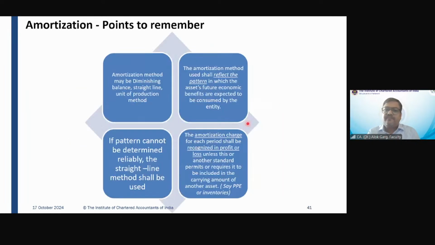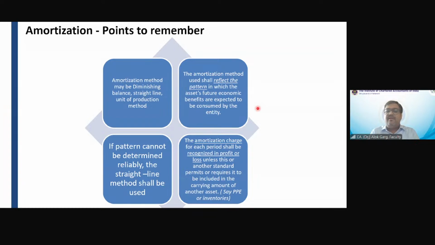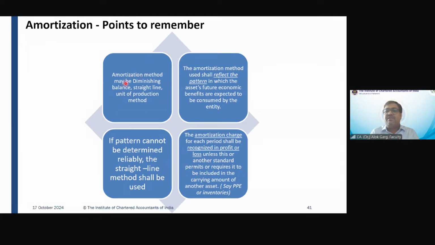Now, what could be the amortization methods? What were the depreciation methods? Straight line method and WDV. Was there no other method? In Ind AS 16, there was a method based on usage of the asset, the unit of production method. So the amortization method could be WDV, straight line, or unit of production method, right?